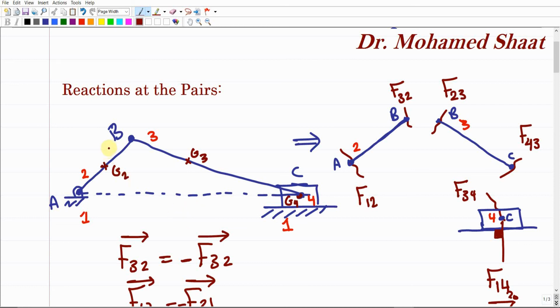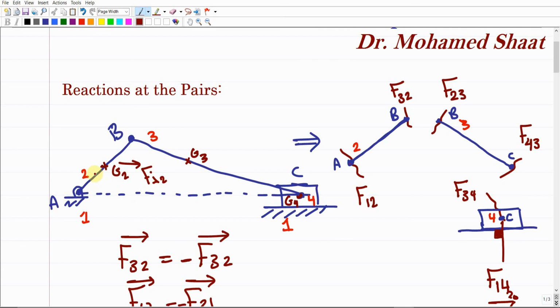As long as this link is moving or rotating, this point G is moving, so it has acceleration, and it means that there should be an inertia force generated at this point G. So there should be one inertia force in the direction opposite to the acceleration. So there should be Fi for link 2. This is one inertia force.